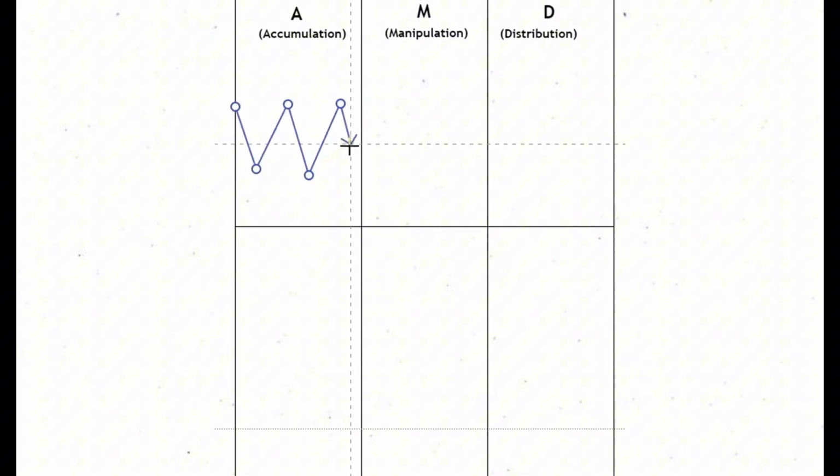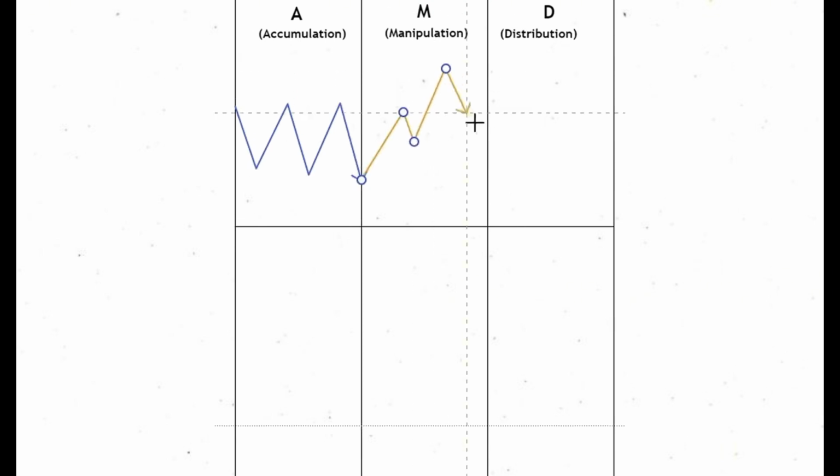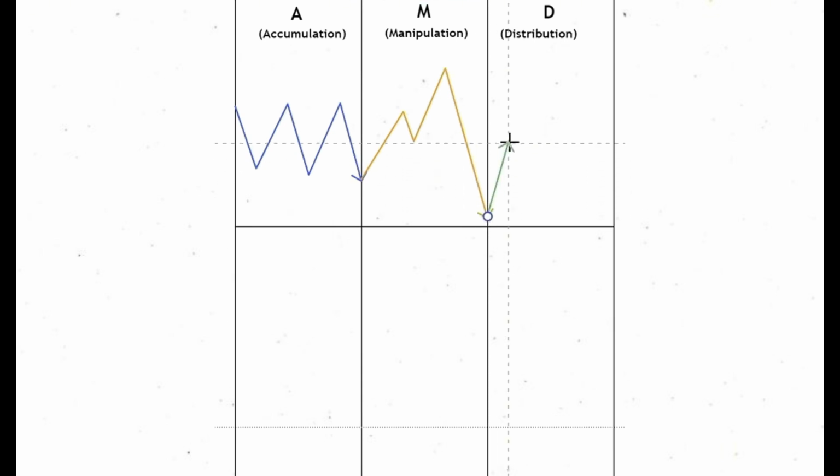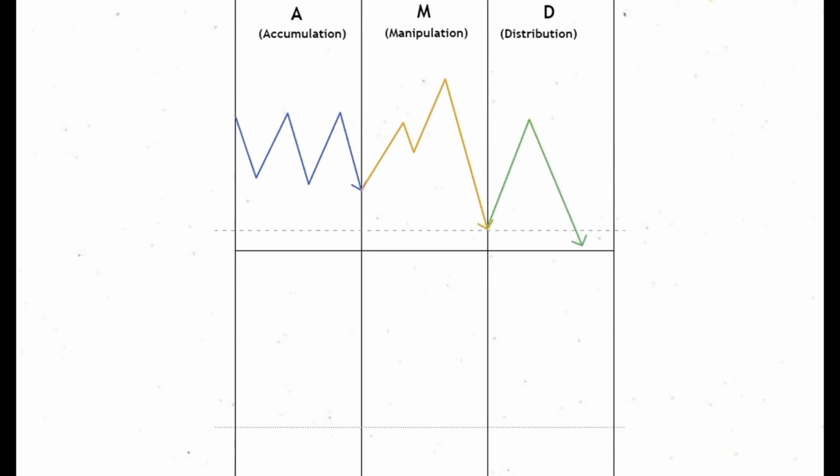This is without a doubt the easiest way to identify accumulation, manipulation, and distribution. But firstly, what is AMD? Basically, price will accumulate. That is essentially just consolidation, where price is moving sideways. Price will then manipulate by taking out liquidity, and then price will distribute inside the range that the manipulation has created. And this is where I want you to start looking.